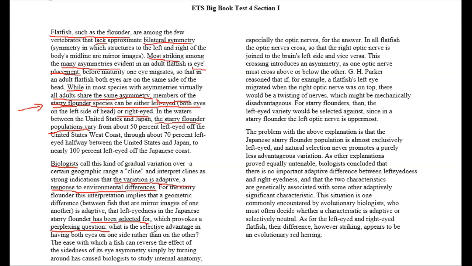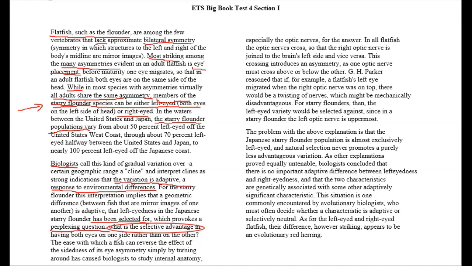What is the selective advantage in having both eyes on one side rather than on the other? Okay, so the author is wondering, what is the selective advantage in having both eyes on one side rather than on the other? All right, now the passage will logically try to explain the answer to this question. Let's read ahead to find out what is the answer according to the passage.